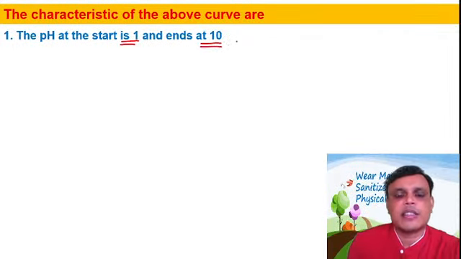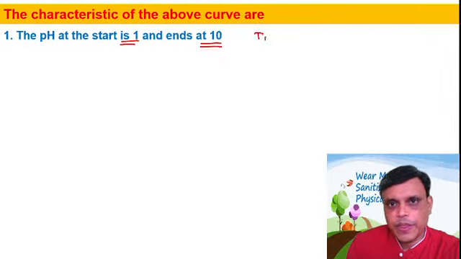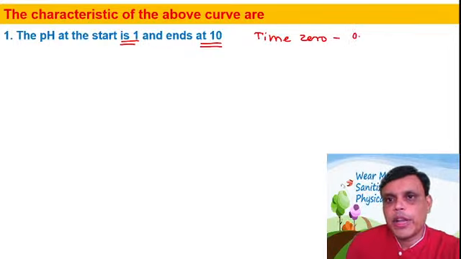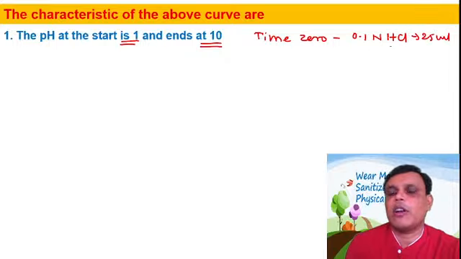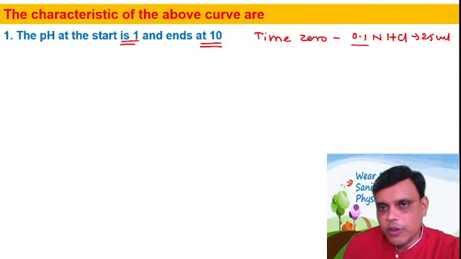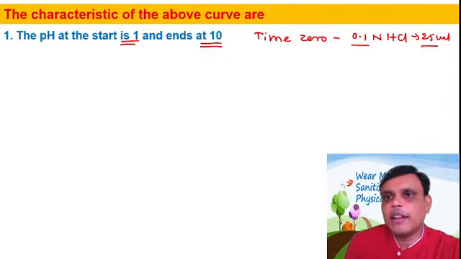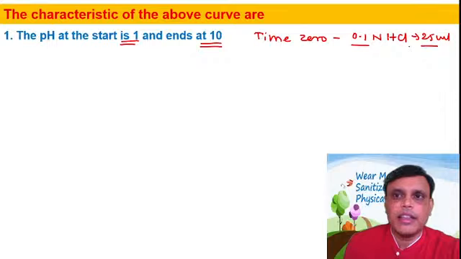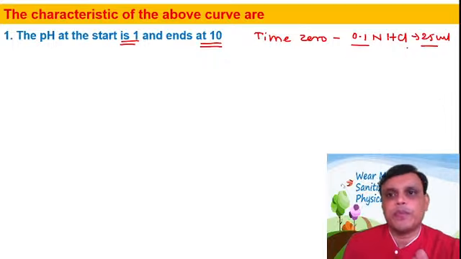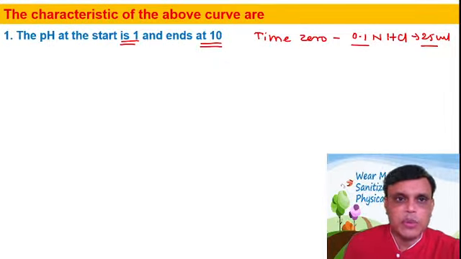So at the start, at time 0, what will happen? Only 0.1 normal HCl is present in the conical flask. That is, we have taken 25 ml of HCl. So at the starting point, the solution has only the HCl. So that's why its pH is 1.